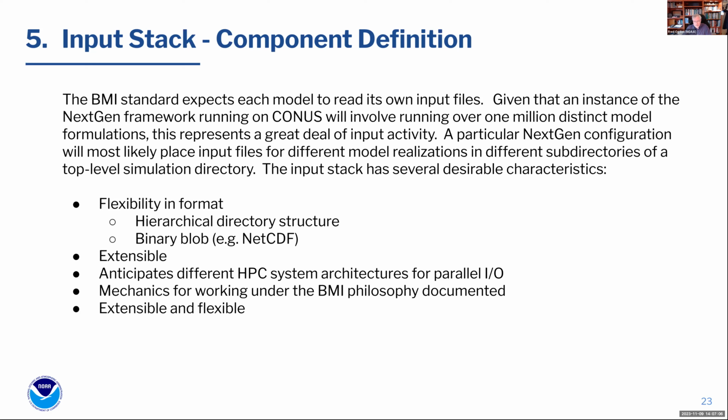Flexibility in format. A hierarchical data structure is one way to do it, but that's going to be slow to read for millions of models. So we might want to use some kind of binary blob that is more amenable to parallel I/O. But I'll leave that to the computer scientists. We'd like it to be extensible, so as models change, this can change. We'd like it to not fixate on one particular HPC system architecture for parallel I/O. It should be flexible. We'd like to have mechanics for working under the BMI philosophy documented, and have it be extensible and flexible. Can I say extensible and flexible enough?